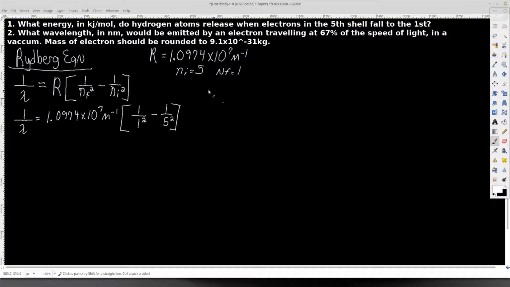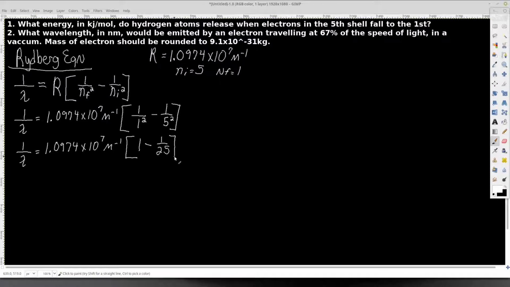Alright, so now we can clean this up a little bit. So what we have here is 1 over lambda equals 1.0974 times 10 to the 7th m negative 1. Okay, and then brackets. Now 1 over 1 squared, well 1 squared is 1, so 1 over 1 is 1, minus 1 over, and 5 squared is 25.